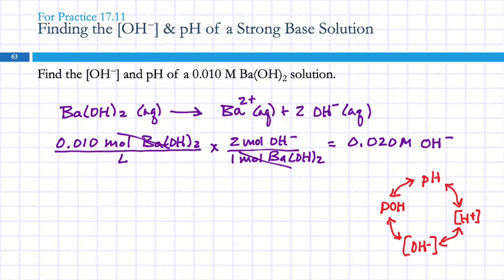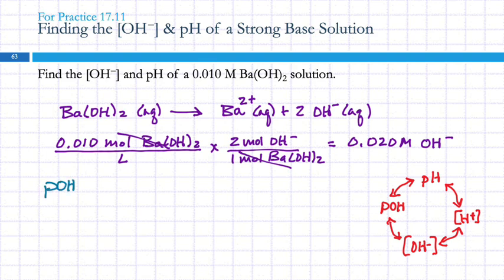So I have this, and I want that. We can't jump across the middle. We need to go through hydrogen ion concentration or through pOH. You can go either way. Choose whichever seems simpler to you. Okay? What seems simpler to me is to go this way. So I'm going to take my hydroxide ion concentration and I'm going to find the pOH.